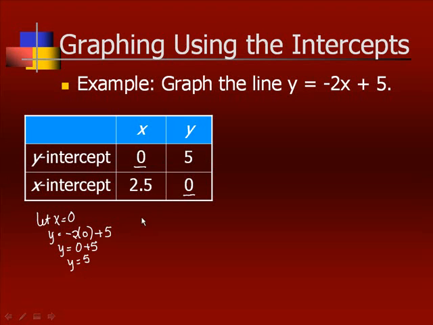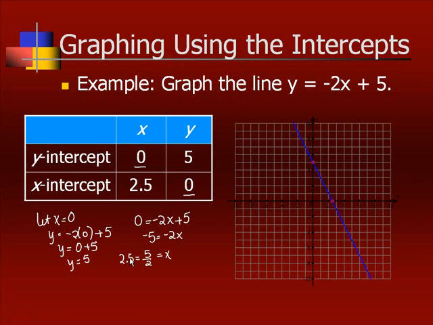If we do the other way, let y be 0, we get 0 equals negative 2x plus 5. Subtract 5 from both sides, so we get negative 5 equals negative 2x. Divide both sides by negative 2, and we get negative 5 over negative 2, which is 5 over 2, which gives us our x-intercept. Now, when we go through and graph those, you notice (0, 5) is where it crosses the y-axis. When we do (2.5, 0), that is the x-intercept.